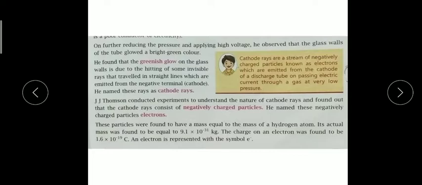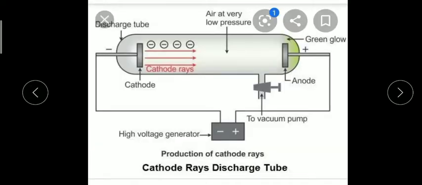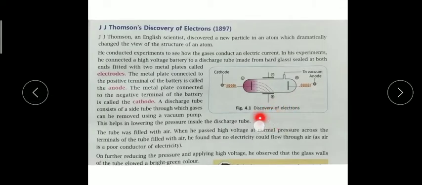After that, he placed different electric fields, as you can see, he applied an electric current. When he provided the electric current, he observed that these rays bent or deflected towards the positive side when he applied the electric field. In physics you know what an electric field is. So these cathode rays deflected towards the positive side only, not the negative.